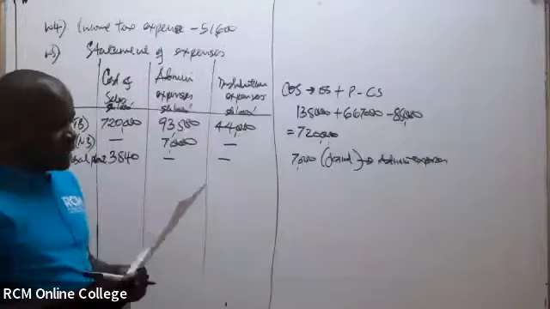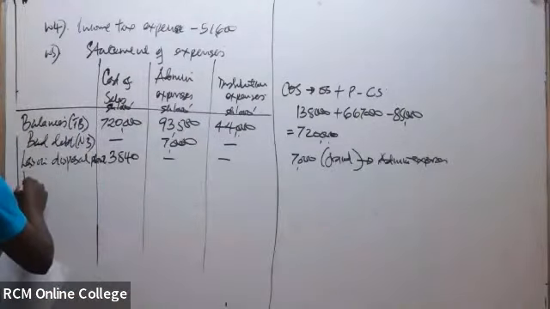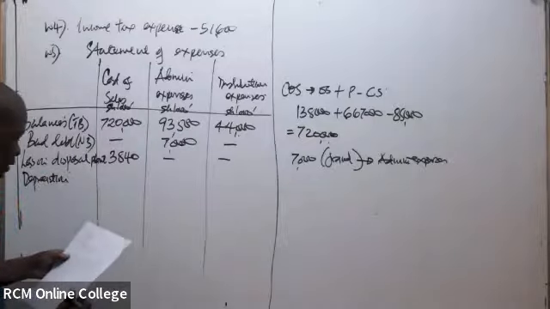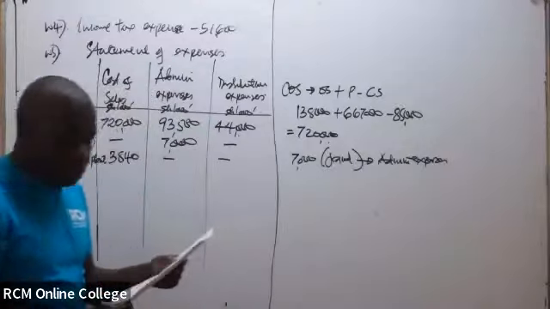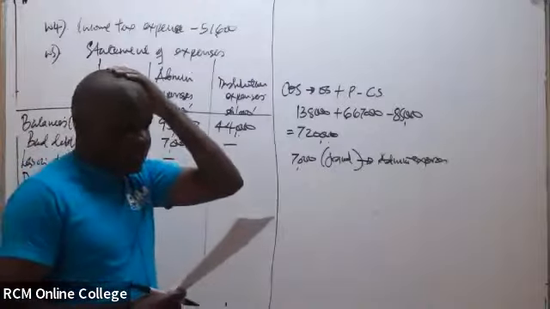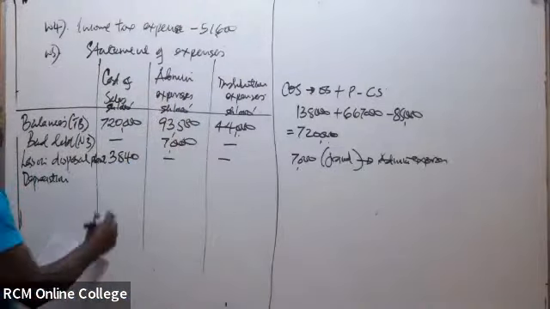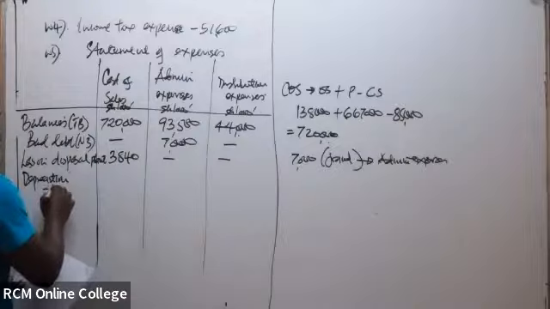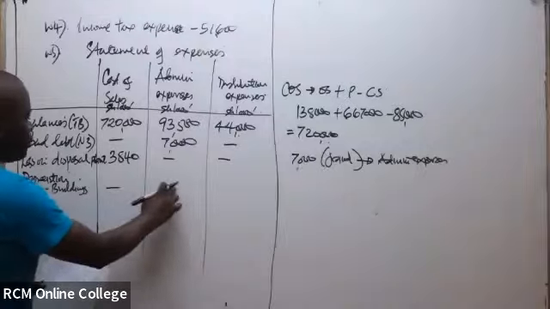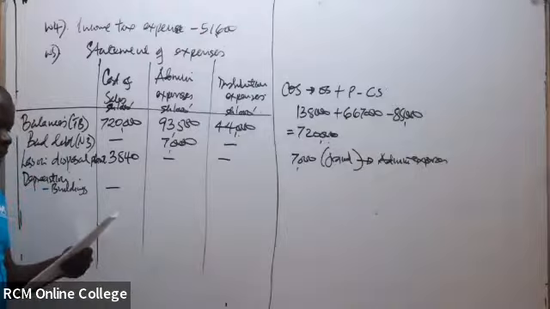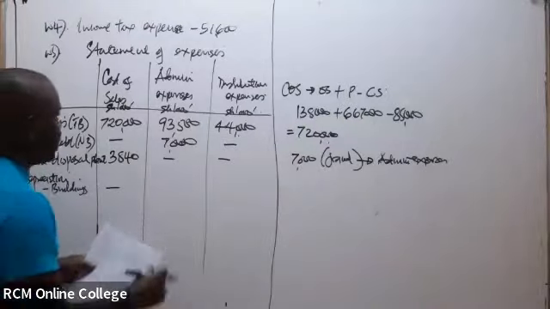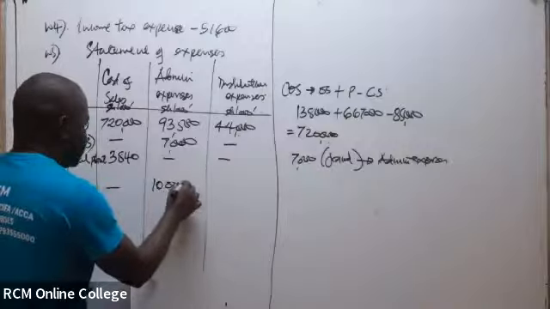Then, of course, you have depreciation. So depreciation for buildings, you are told it will go under admin. What was the amount for depreciation for buildings? As per additional information number 2, we are told that one you allocate to administration. It was 10 million.